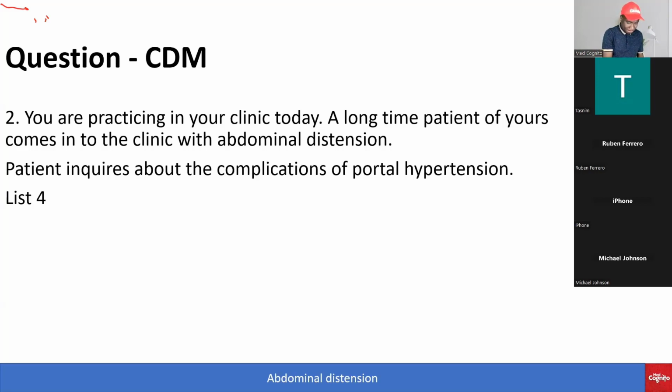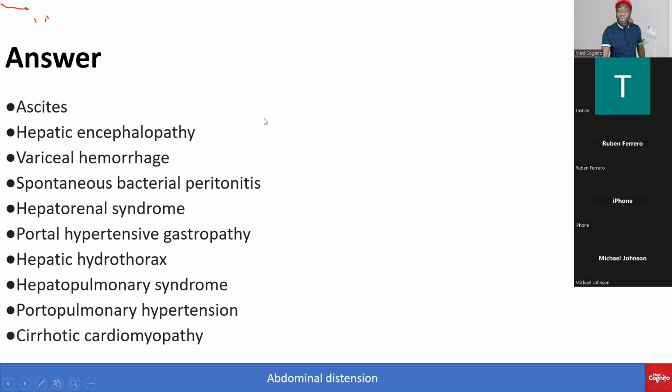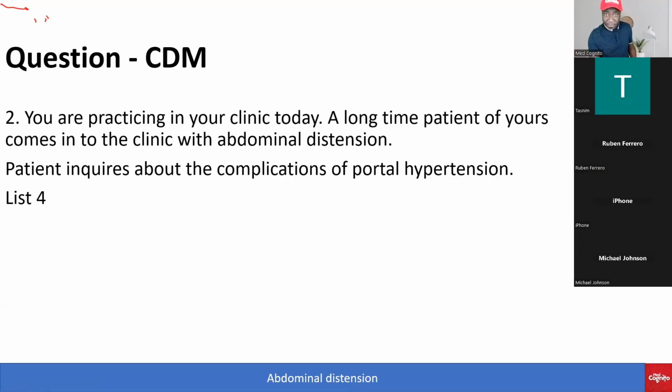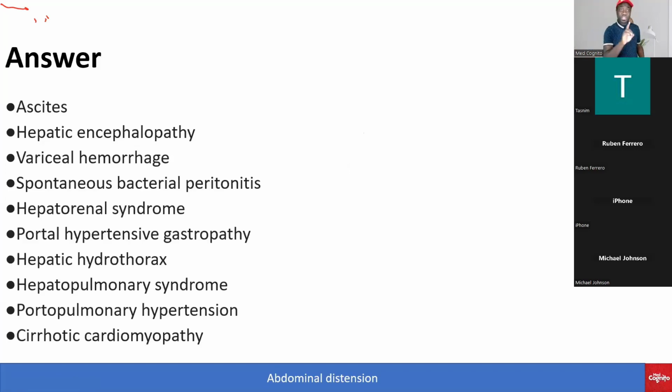Even caput medusae, it's not a major complication, it's just another sign of it. Internal hemorrhoids with bleeding. Yeah. Okay, so you're talking about some complications. So complications of portal hypertension. Know this. You need to know that it can lead to ascites itself.